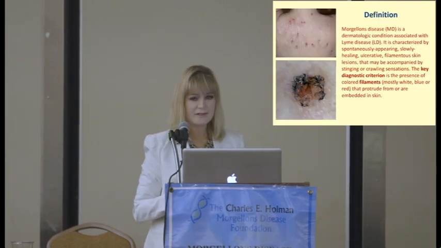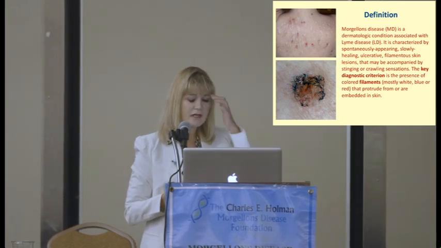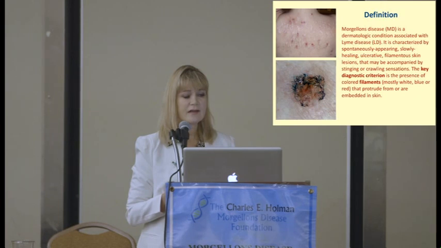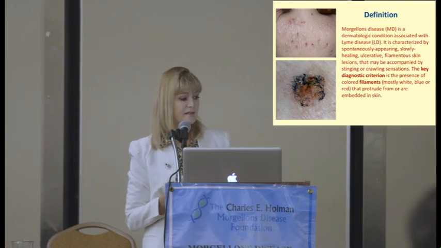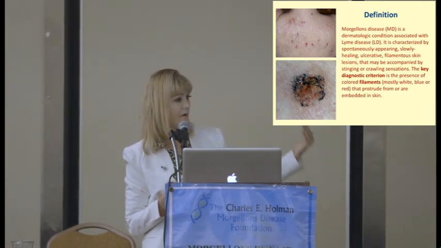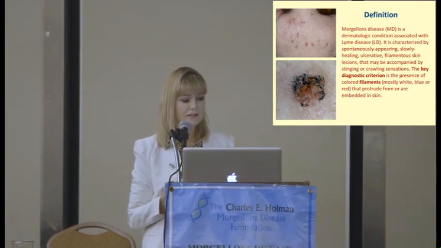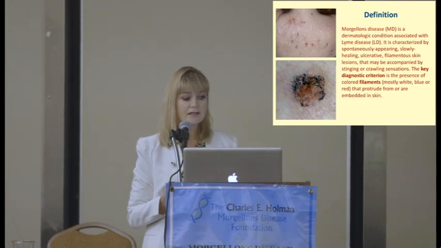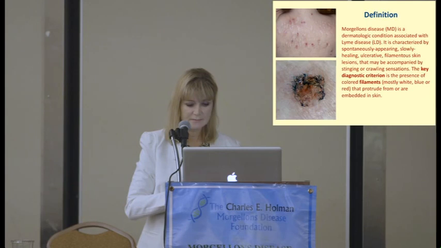By now we've heard this same definition a lot, but just in brief, it's a dermatologic condition associated with Lyme disease. It's characterized by slowly healing, spontaneously appearing ulcerative filamentous lesions. And that's a real beauty there. You can see some of those filaments coming out of the skin and growing upward, protruding from the edges of that lesion. Again, the key diagnostic criterion is the presence of colored filaments, mostly white, blue, or red, that protrude from or are embedded in skin.